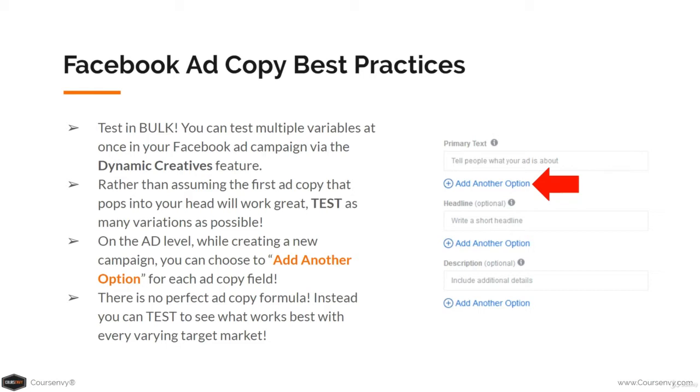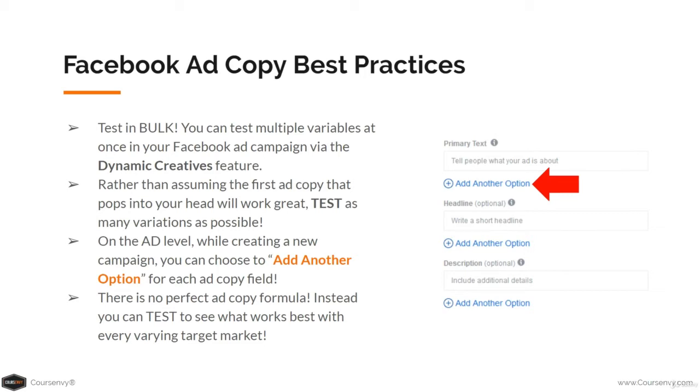Rather than assuming your first ad copy that pops into your head will work best, test as many variations as possible. On the ad level, while creating a new campaign, you can choose to add another option. The plus sign, add another option link for each of these ad copy fields. So I will at minimum have 5 primary texts and 5 different headlines.